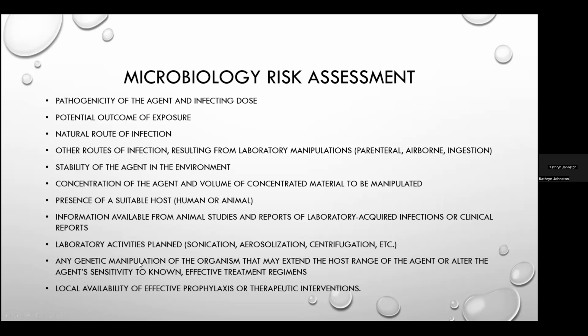Genetic manipulations are not going to be seen in most of the level 2 laboratories, but you could see them in the level 3s in the few tertiary care facilities that we have within the Caribbean. And then for those infections that can happen, is there effective prophylaxis or therapeutic interventions? Because if it's not available locally, then that's going to affect the natural route and potential outcomes for the exposure. So these are the components that are taken into account in the microbiology risk assessment.